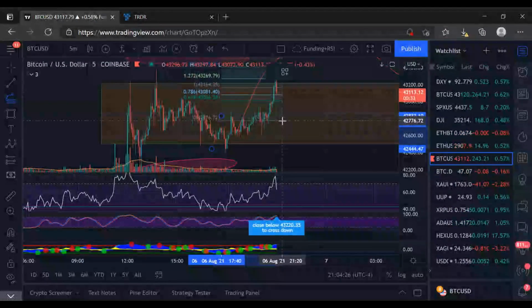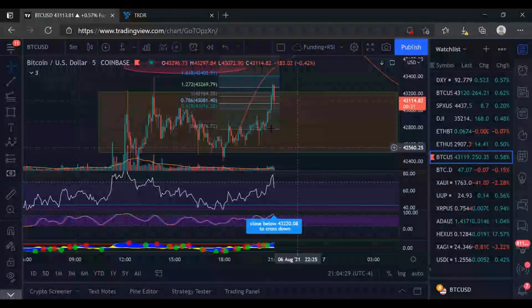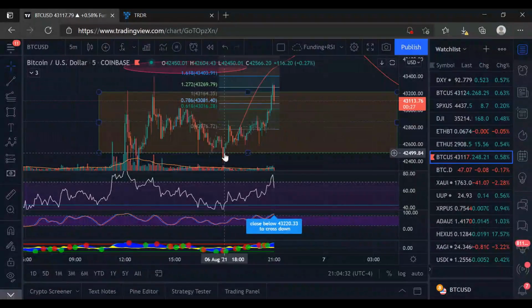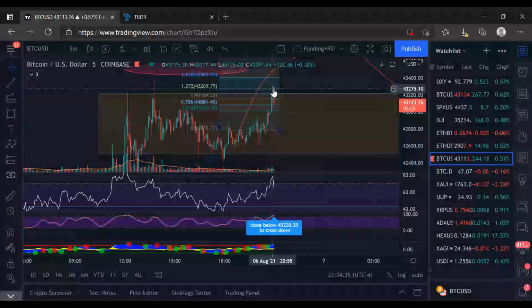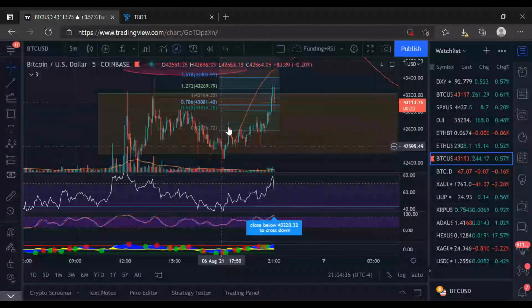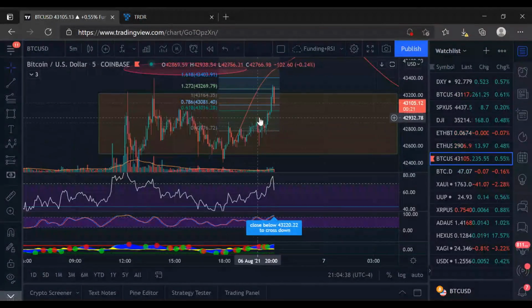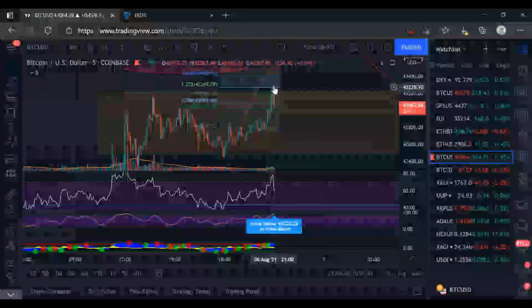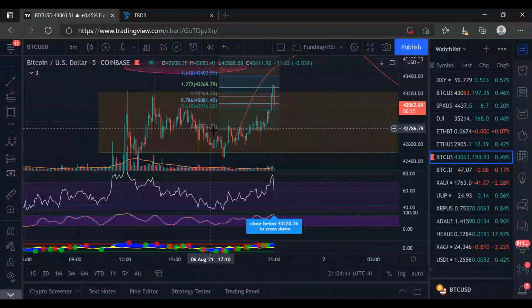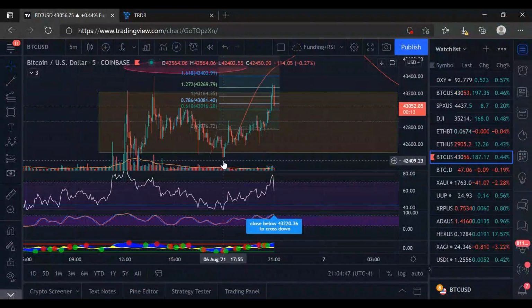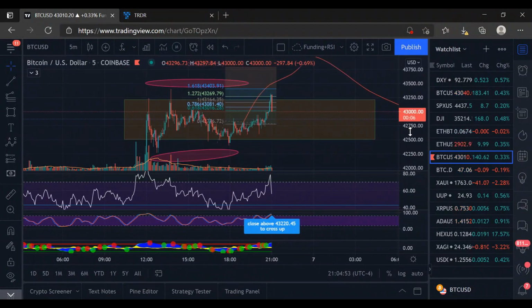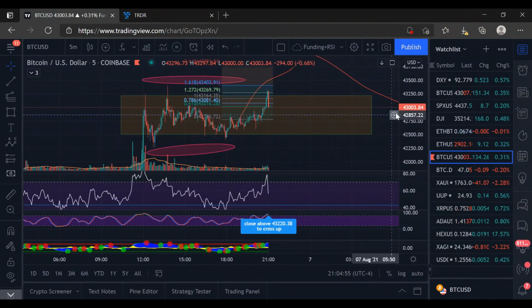Where did it land? 1272. Perfect. A B or WXY, I guess. 335, something like that. I don't know. Expanded in the middle. Boom. It's a nice B wave. That could be a leading diagonal down, I guess. But man, that RSI is going to come down all the way to the bottom.